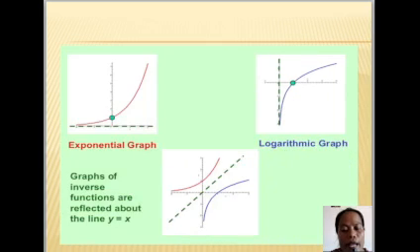Okay, so take a look at this graph. The first one is an example of an exponential graph, and the other one is the logarithmic graph. And the graphs of inverse functions are reflected about the line y is equal to x. So they're inverses of each other.